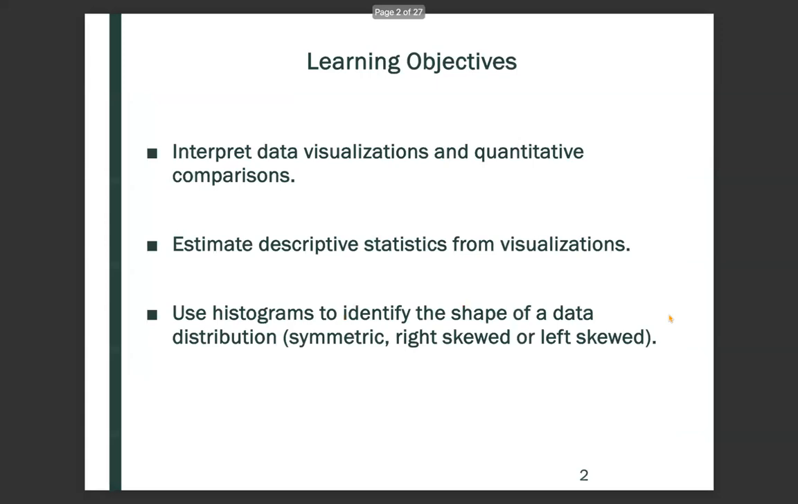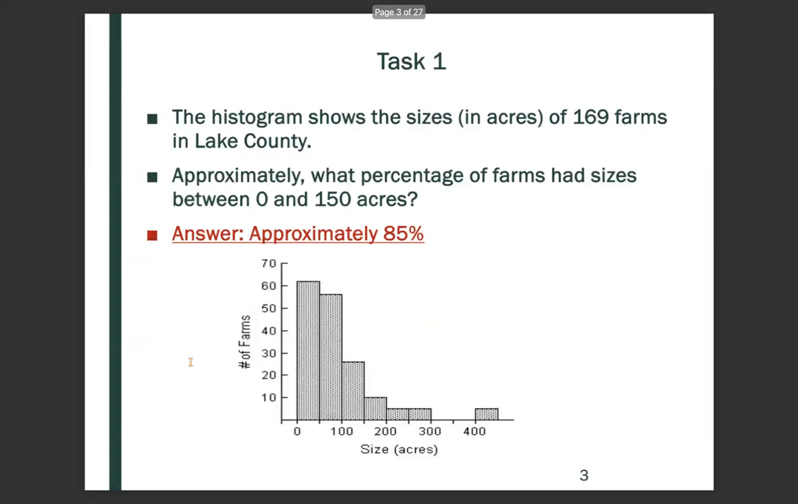Today's learning objectives will be to interpret data visualizations and quantitative comparisons, estimate descriptive statistics from visualizations, and use histograms to identify the shape of a data distribution, for example, if it's symmetric, right skewed, or left skewed.